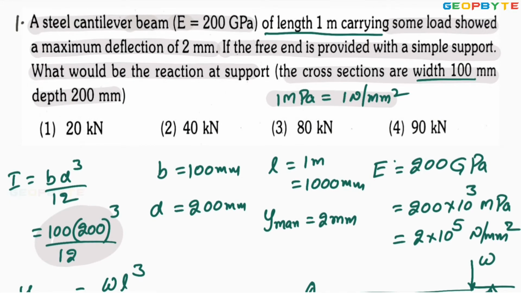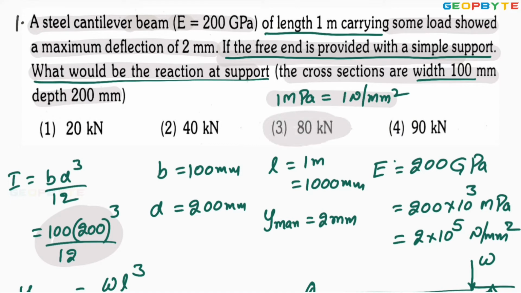It is asking, if the free end is provided with a simple support, what would be the reaction at that support? The reaction at that support is 80 kilonewton. Therefore, option 3 is absolutely correct. I hope you got my point. Let us take one more problem.